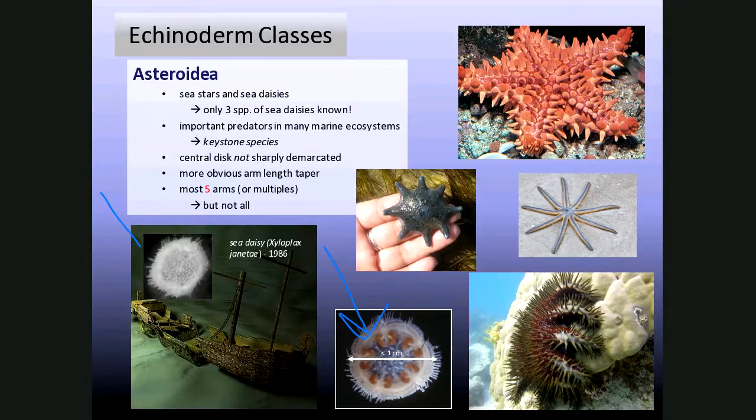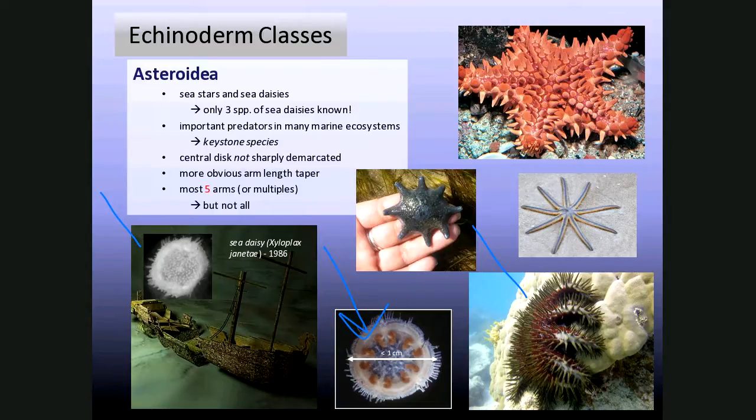This is the crown of thorns sea star, and it's an introduced keystone species. Introduced into an environment, it causes all kinds of damage and destruction. So that's just one species. That's what I mean by keystone: the one species that has the biggest effect.